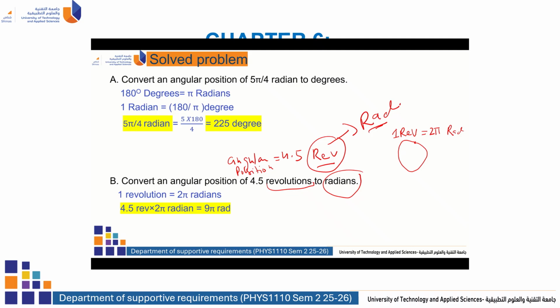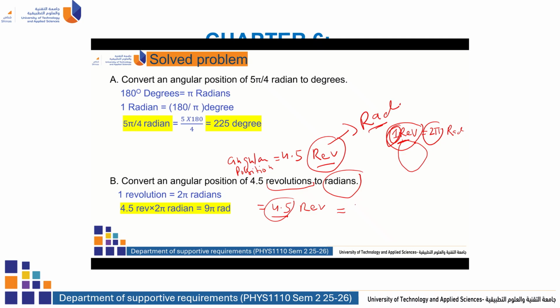So here, how many revolutions do we have? The number given is 4.5 revolutions. We have to change 4.5 revolutions to radians. One revolution is 2 pi radians. So for 4.5, how many?